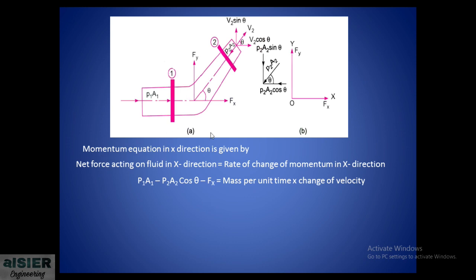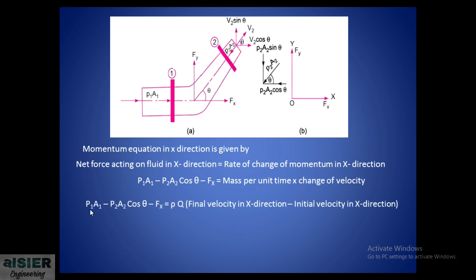So, the forces along the x direction: the first force, P1 A1, is positive, as it is along the direction of flow. The second pressure force is the resolution of P2 A2, which is P2 A2 cos theta, and it is opposite to the direction of flow, that's why it is minus. Then there is the force exerted by the pipe bend on the fluid flow, and that is also minus, as it is in the opposite direction. This equals mass per unit time multiplied by change in velocity. Mass per unit time is nothing but the product of mass density and discharge.